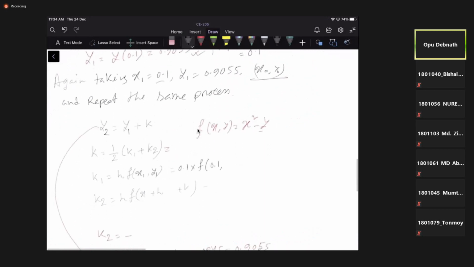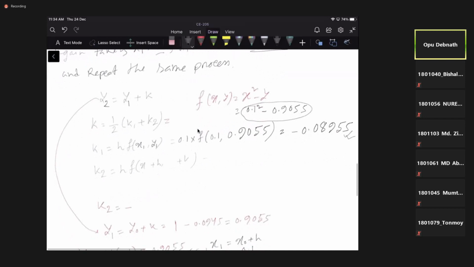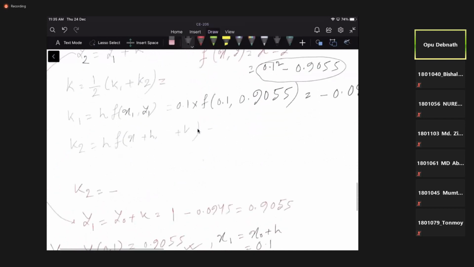Look at this, x is equal to 0.1 and y1 is 0.9055. You simply put these values in place of x and y and you will get f of x1, y1. After simplification, this will give you the k1 value, minus 0.08955. You simply put 0.1 times 0.1 squared minus 0.9055. Simple. After calculating, you get the k1 value.